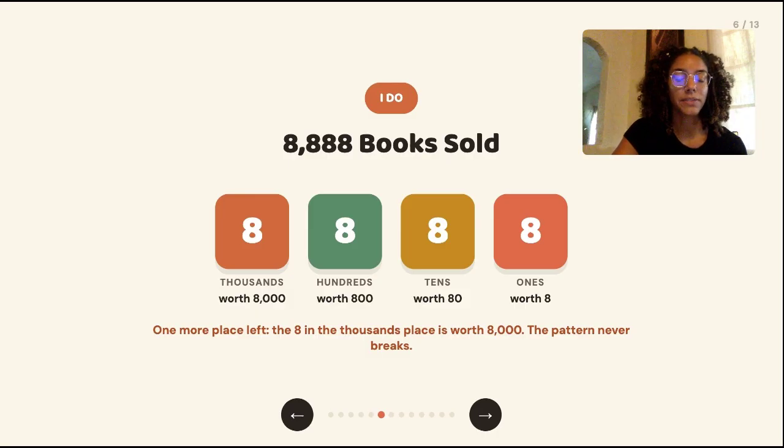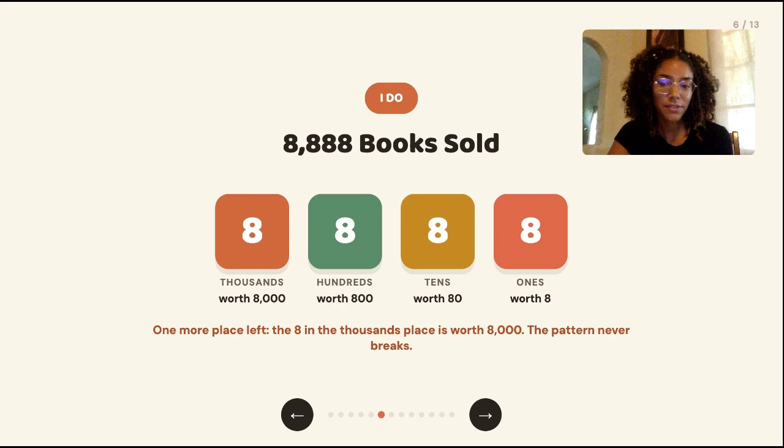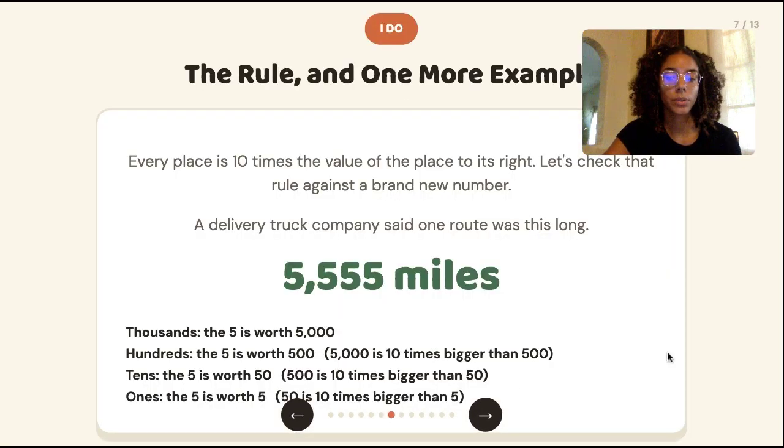Move again to the left and the 8 in the hundreds place is worth 800, 10 times bigger again. One more place value to the left and the 8 is worth 8,000. Do you see the pattern? Every time we move one place value to the left, the value multiplies by 10. Let me show you a different rule.